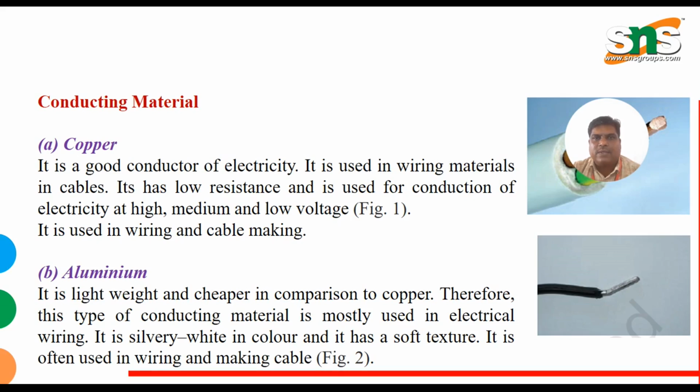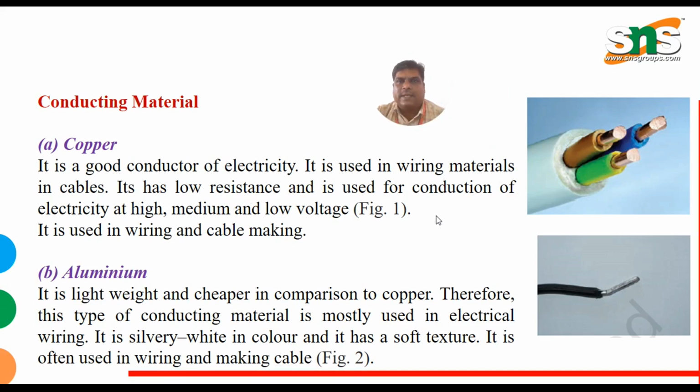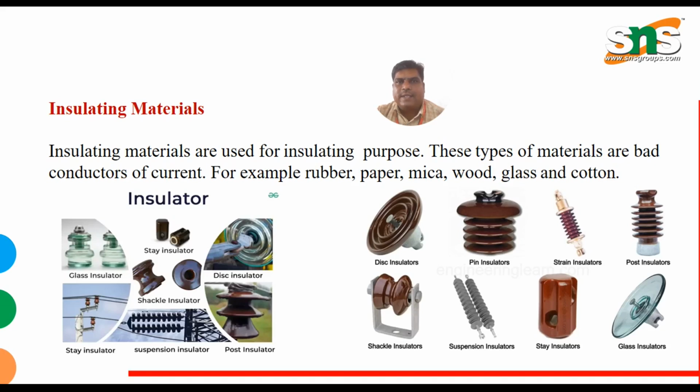Conducting material: as you know, copper is the best material for conducting electricity in a good way, and the next one is aluminum, which is much cheaper compared to copper. The third one is the insulating material.